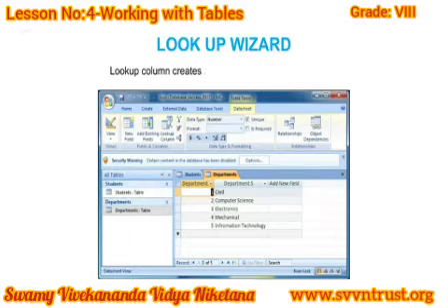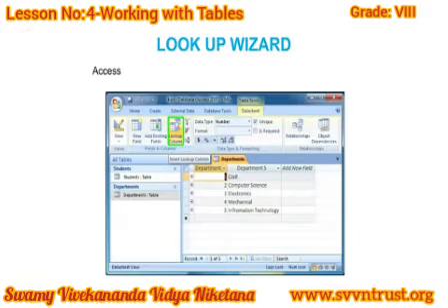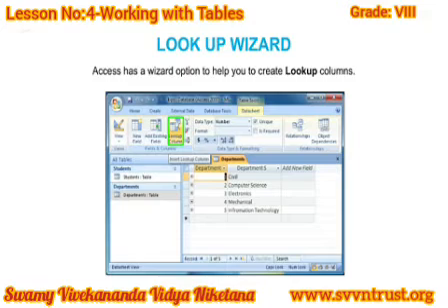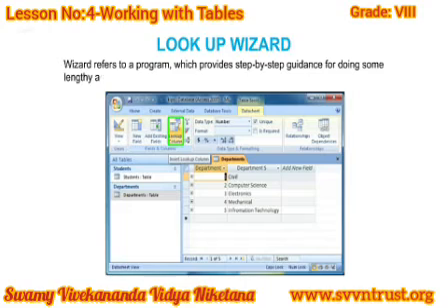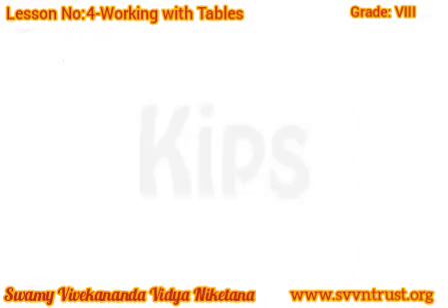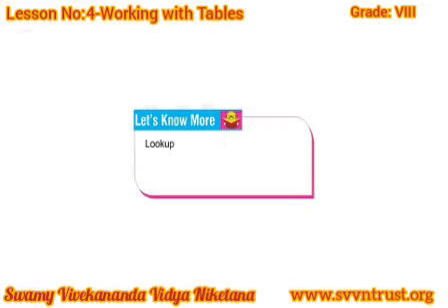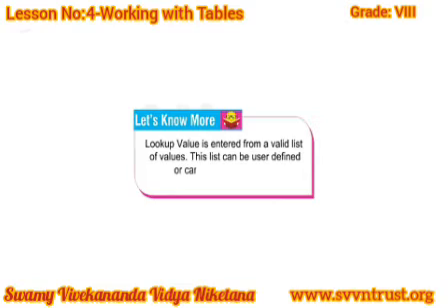Lookup column creates a relationship between two tables. Access has a wizard option to help you to create lookup columns. Wizard refers to a program which provides step-by-step guidance for doing some lengthy activity. Lookup value is entered from a valid list of values. This list can be user-defined or can reflect values from another table.